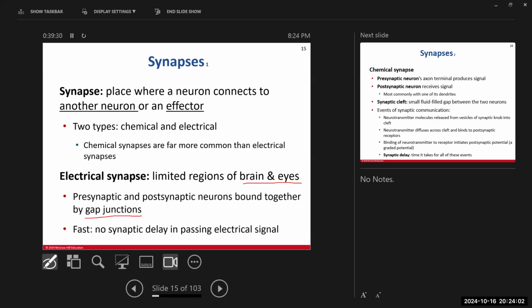Remember, I'll tell you this right now. As soon as I say it, you'll know it. Intercalated discs. Yeah. So intercalated discs are those structures in cardiac muscle cells.